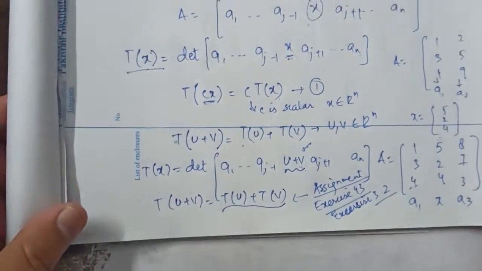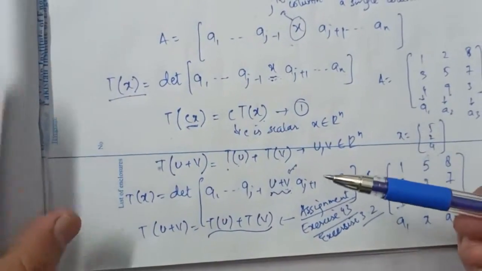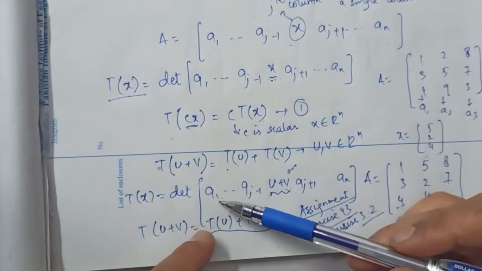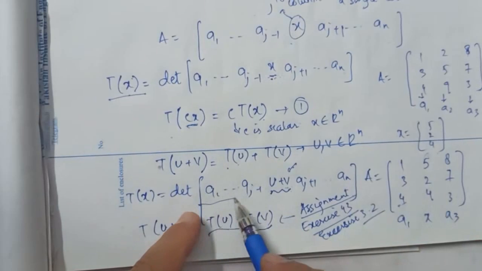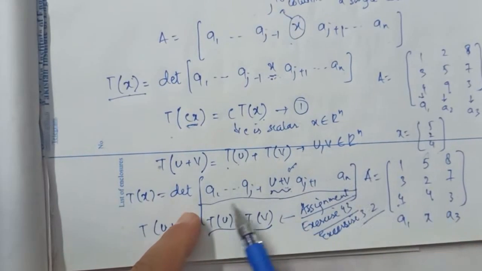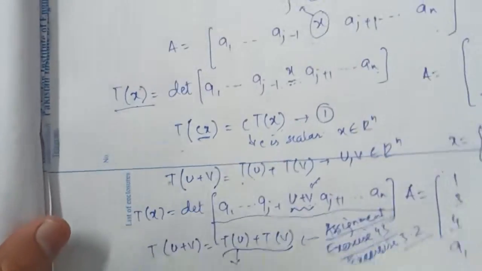Okay, so you have to take this as an assignment, and I'll explain it to you. This is the matrix here, right? This is the transformation here. What you have to do is separate it out in a form like this, as T of u plus T of v.